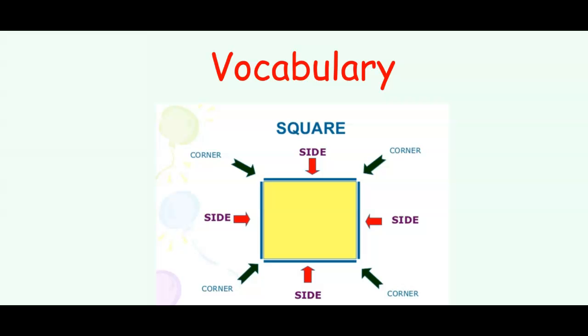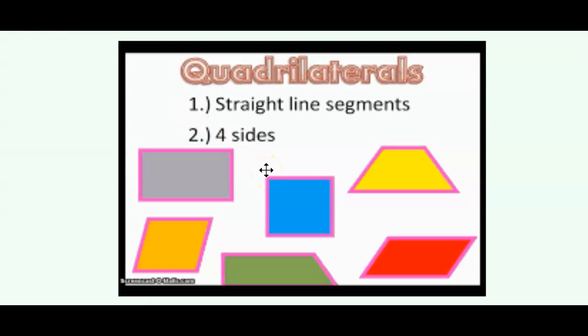Let's review what we've learned today. Today we've learned about shapes. Remember, a shape has sides and angles or corners. We also learned that a quadrilateral is a shape with only 4 sides and 4 angles or corners. We learned that quad means 4, and we learned that quadrilaterals only have straight sides and they're closed figures.